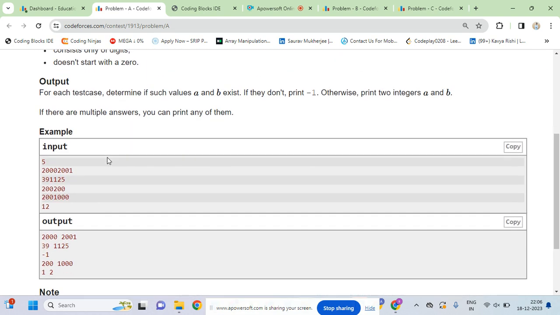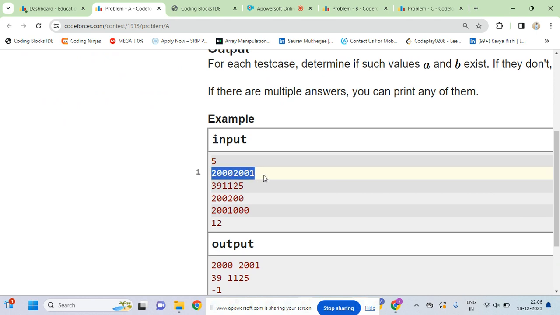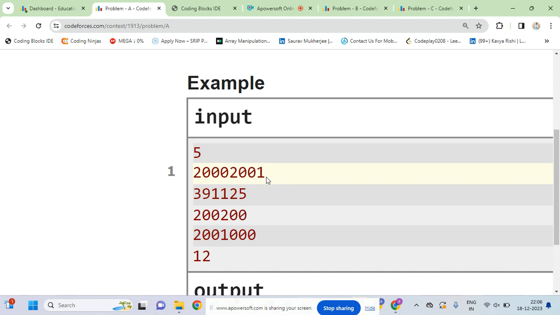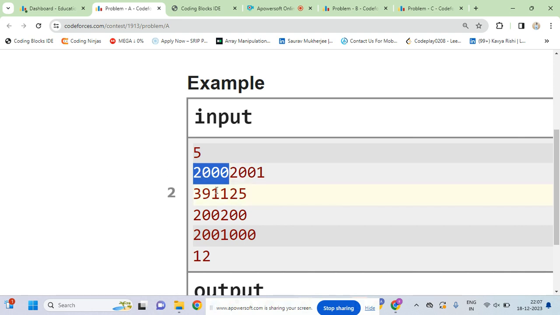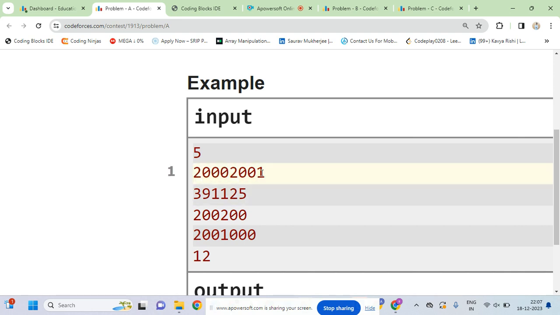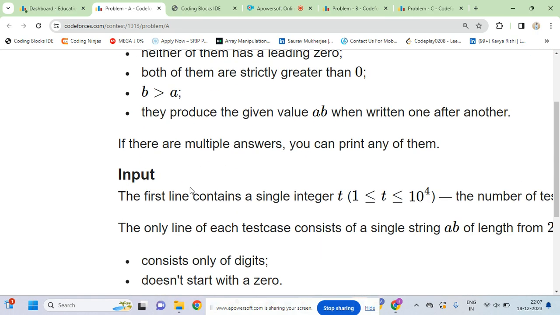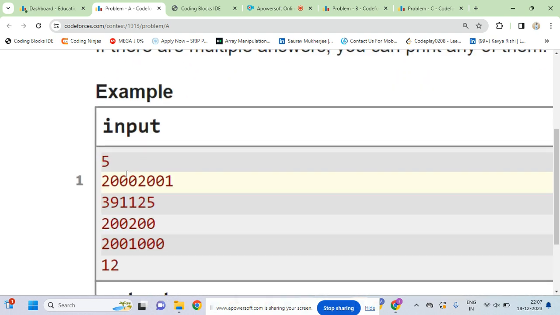So let's talk about the test case. I think it's straightforward to see what we have to do in this problem: we have to identify what is A and what is B. If I take 2000 as A, the remaining part, 2001, can serve as B, because 2001 is greater than 2000. Another condition was that it should not start from zero, it should be a proper number without a leading zero. Both of them satisfy that, and obviously they are greater than zero. I think these were all the conditions: B is greater than A, no leading zero, and all fine. So in this case, you separate them like this.